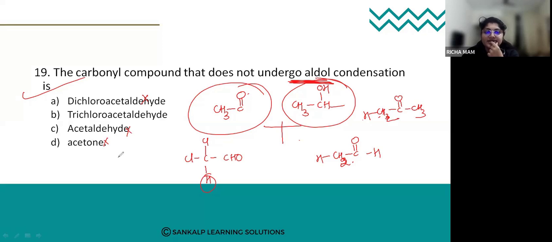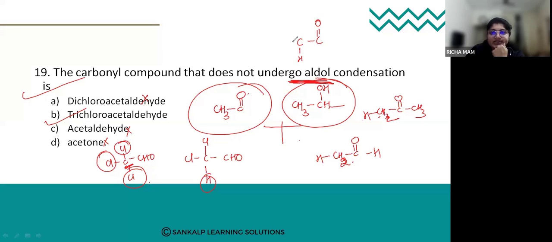Now trichloroacetaldehyde, let us see. Trichloro means Cl, Cl, Cl and CHO. All the three are chlorine, so there is no hydrogen. So it is trichloroacetaldehyde. Option number B is the answer. Understood? What is alpha hydrogen? Next to carbonyl carbon, whichever carbon is present, it should have a hydrogen. That means it is an alpha hydrogen.